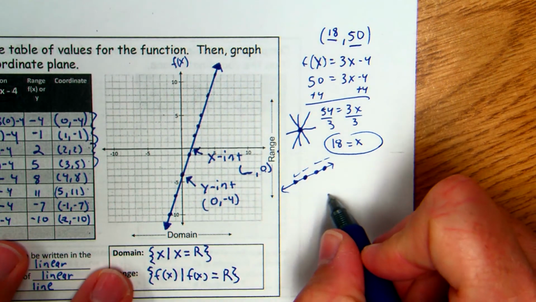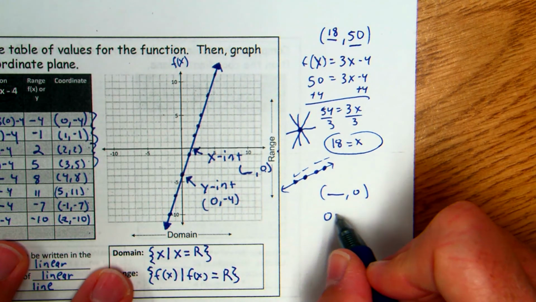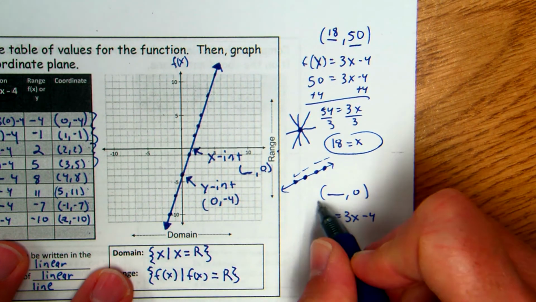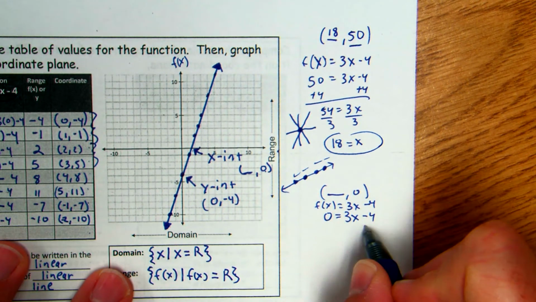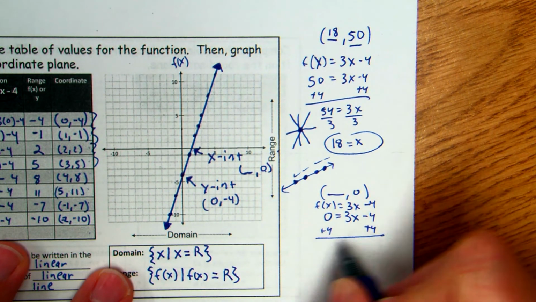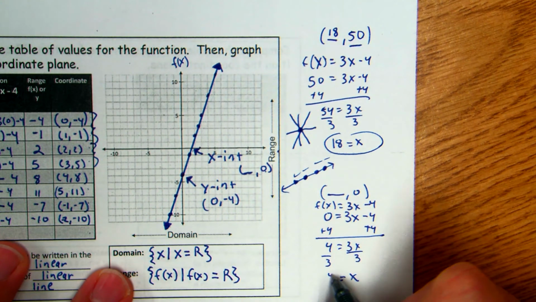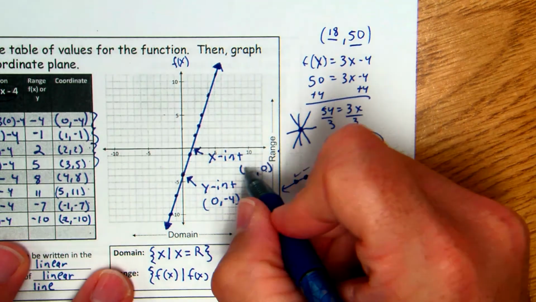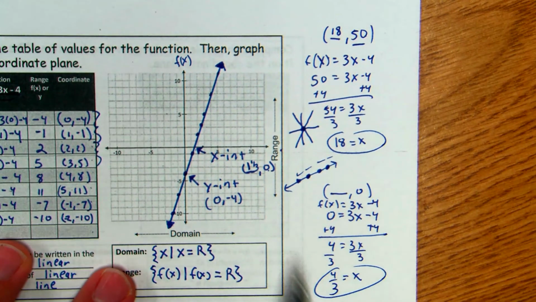If I know the y, just like before, I can find the x by putting a 0 into the function. And let me use good math habits. Rewrite, substitute, and solve. Notice x equals 4/3. So this is (1 1/3, 0), your x-intercept.